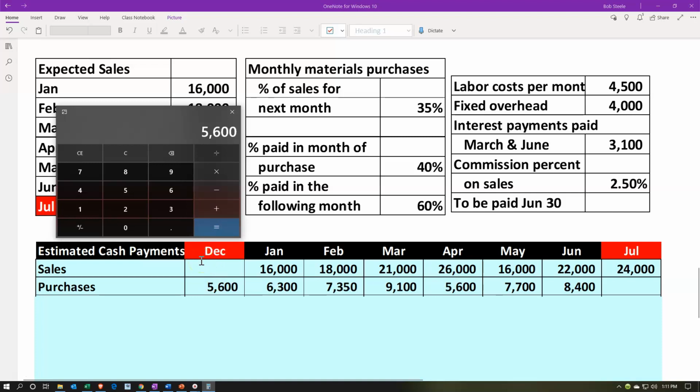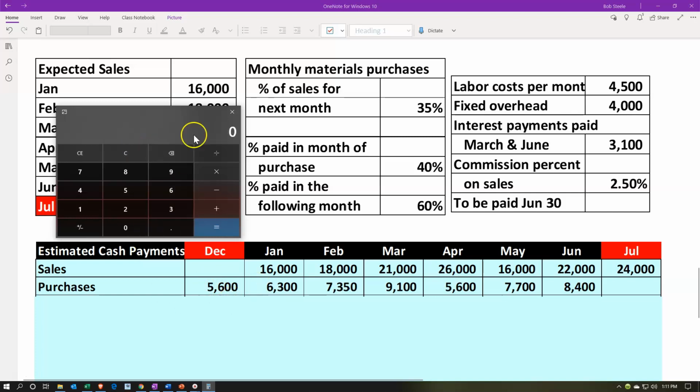Again, December's outside the period that we're looking at, but I need to record the purchase amount that we're going to have here so that I can then think about the cash flows related to it, because we're going to pay for some of those purchases the month after, in this case, the month of January. So we're going to purchase them here, and we're going to pay for some of them in January.